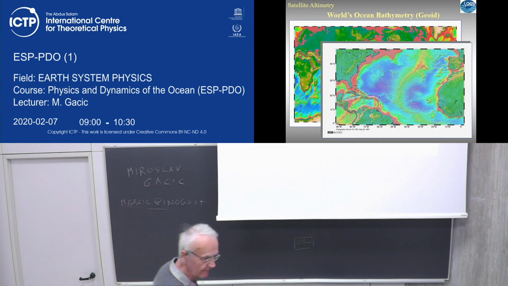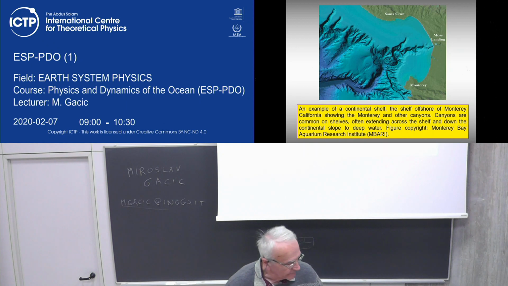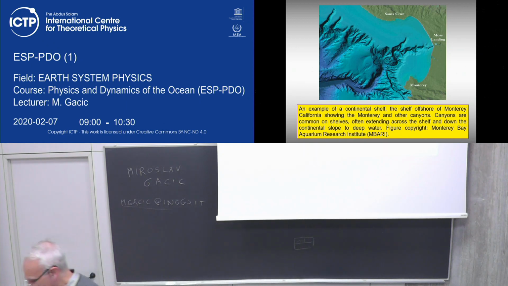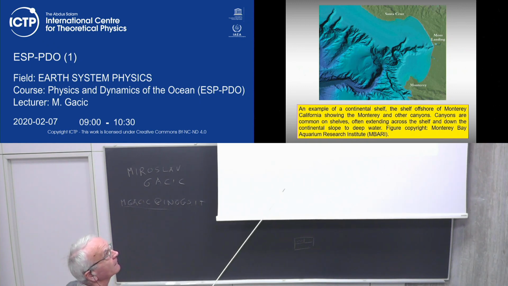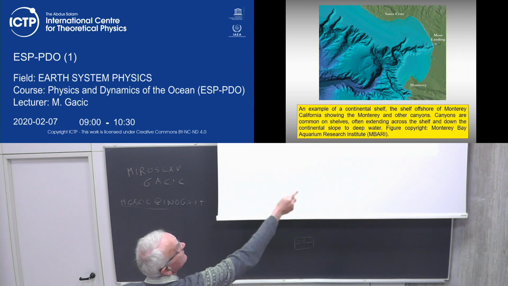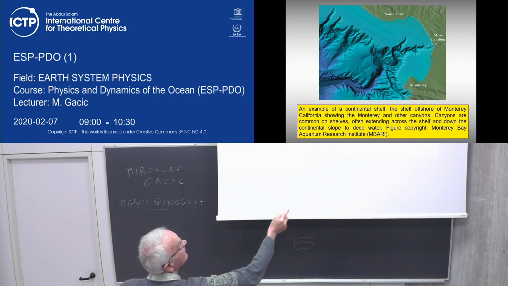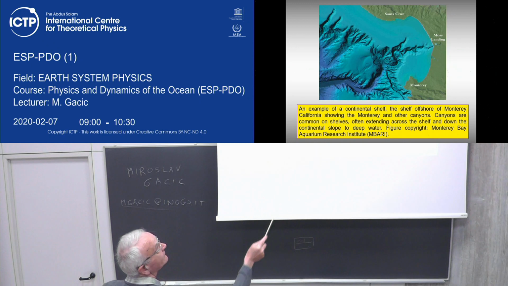We can zoom in a little bit more. For example, this is a relatively small area near the California zone, and you can see this is the canyon. You can see this canyon here, starting from the continent. Here is the slope area, and here are a number of canyons.